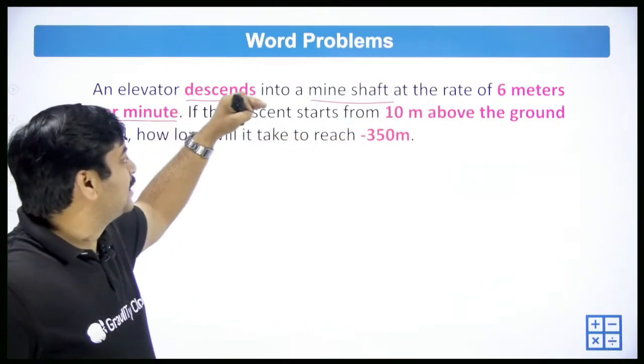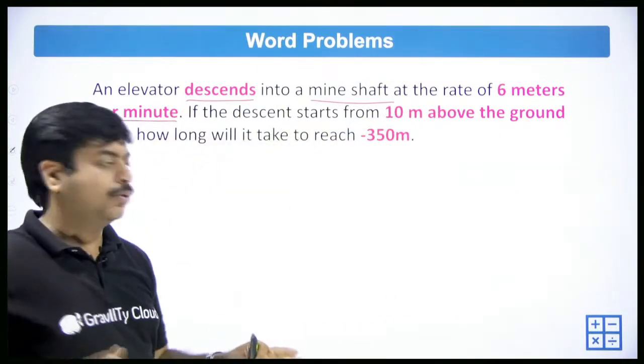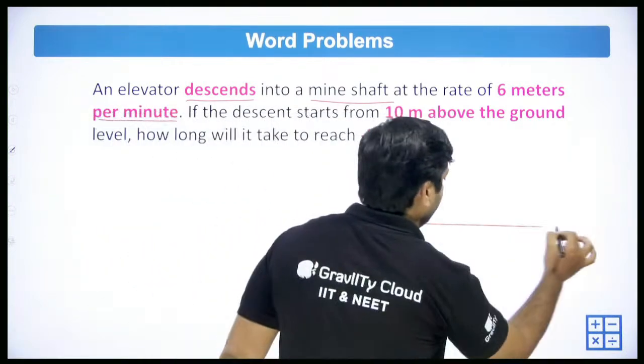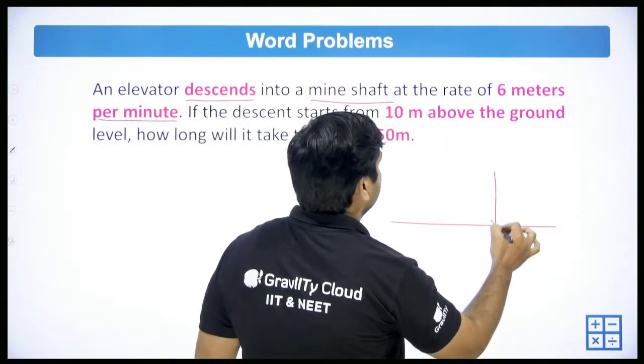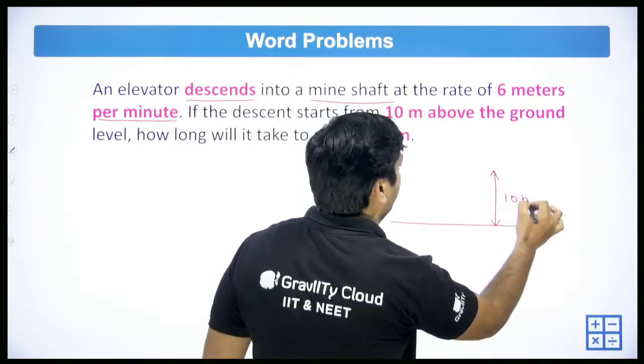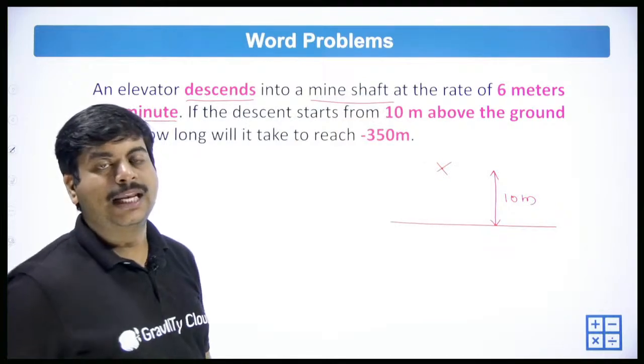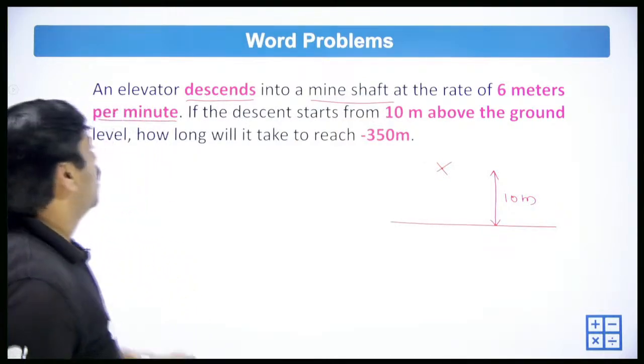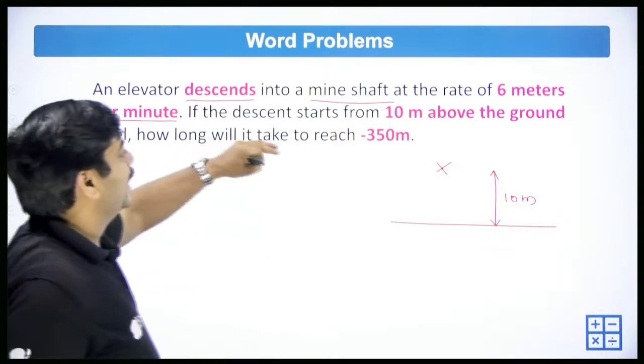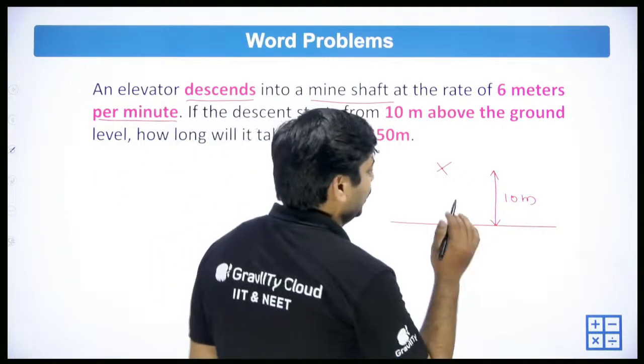If the descent starts from 10 meters above the ground, so this is the ground here. Above the ground, we are starting from 10 meters. From this point, the elevator is moving down. How long will it take to reach minus 350 meters?